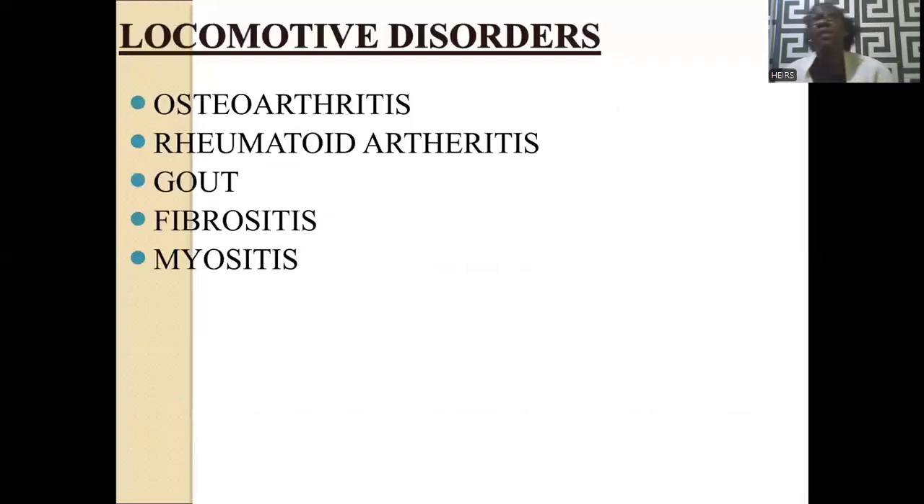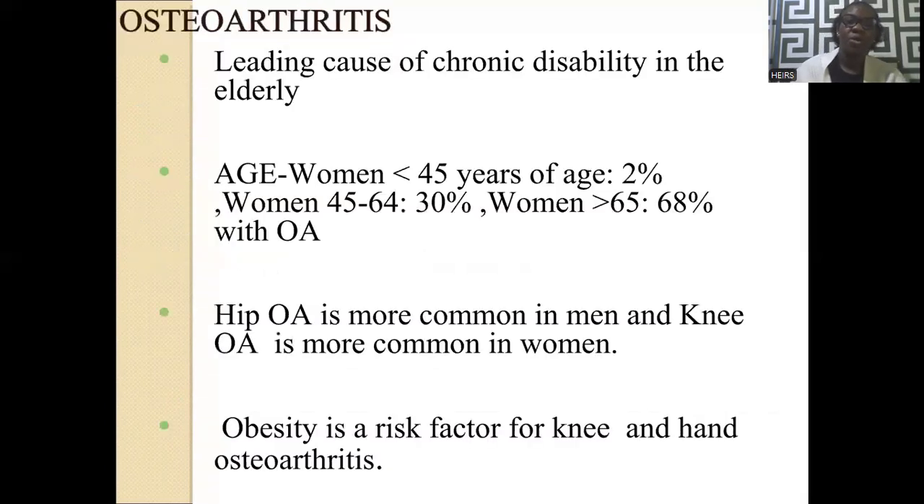Some locomotive disorders that elderly people would have include osteoarthritis, rheumatoid arthritis, gout, fibrositis, and myositis. Osteoarthritis is the leading cause of chronic disability in elderly people because it affects the joints. In women less than 45 years of age, about 2% of that population have a diagnosis of osteoarthritis. Women between the ages of 45 and 64, about 30%.